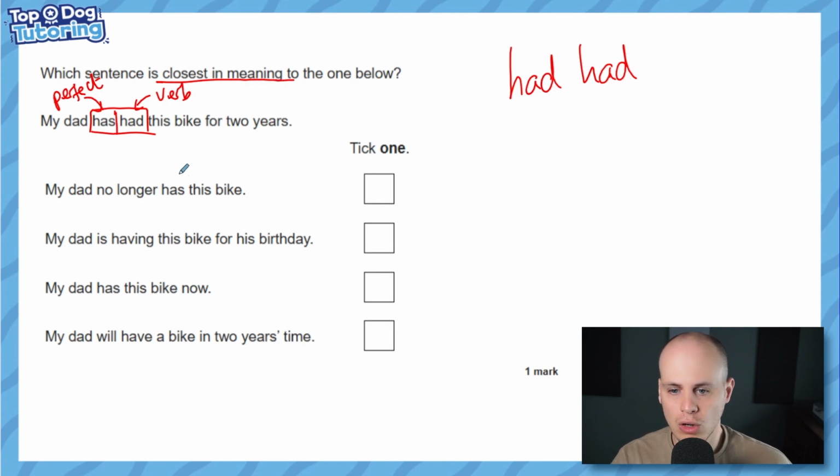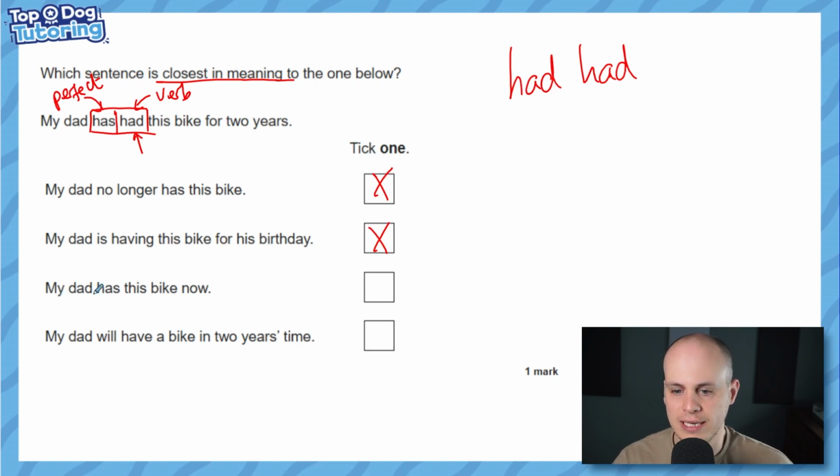My dad no longer has this bike. Okay. If it was in the past perfect tense, you might be able to argue that. But it says, my dad has had this bike for 2 years, which suggests even though the act of getting the bike has been completed by this verb, he still has it. Okay? So that doesn't make sense. He's no longer got it. My dad is having this bike for his birthday. I don't really think it has any relevance to that, does it? That's just a random one.